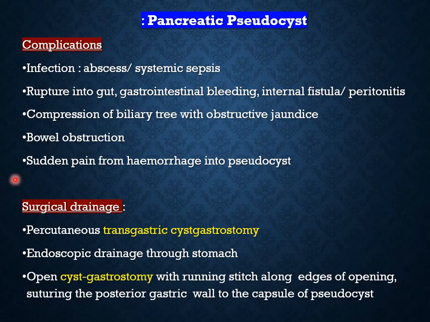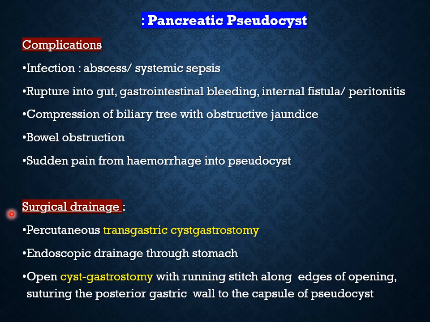The complications of this pancreatic pseudocyst include infection leading to abscess and sepsis, rupture of the cyst into the gut causing intestinal bleeding or intestinal fistula and peritonitis, compression of the biliary tree causing obstructive jaundice, and pressure effects causing bowel obstruction, especially of the duodenum, and sudden pain from hemorrhage into a pseudocyst. Suddenly, the patient develops severe pain and the pseudocyst increases in size. So this is due to hemorrhage.